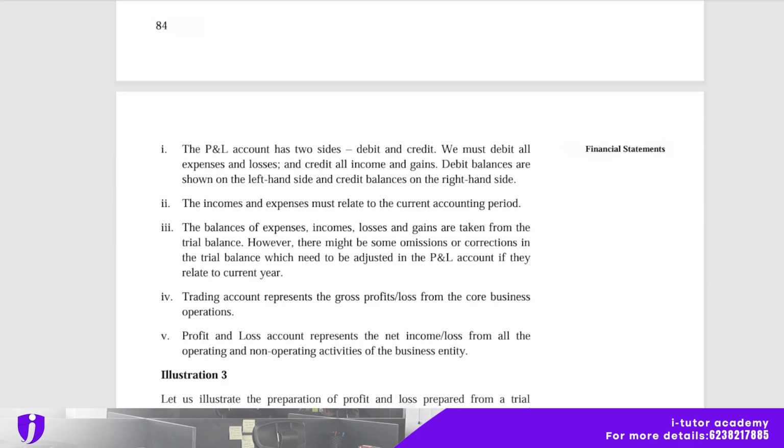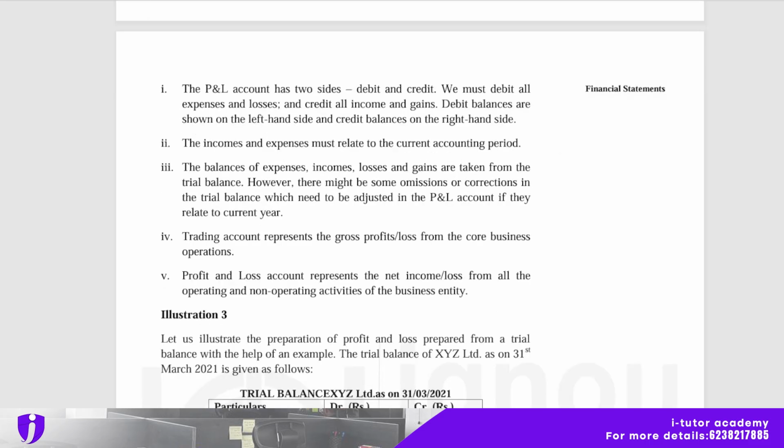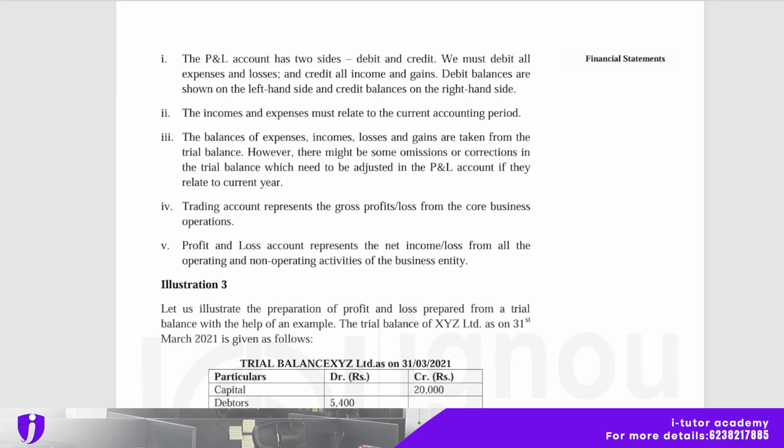The P&L, that is profit and loss account, has two sides, debit and credit. We must debit all expenses and losses and credit all income and gains. Debit balances are shown on the left hand side, and credit balances on the right hand side. Income and expense must relate to the current accounting period.